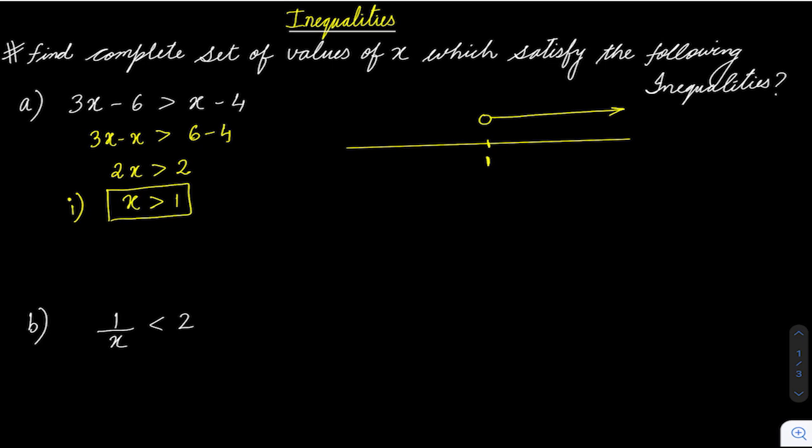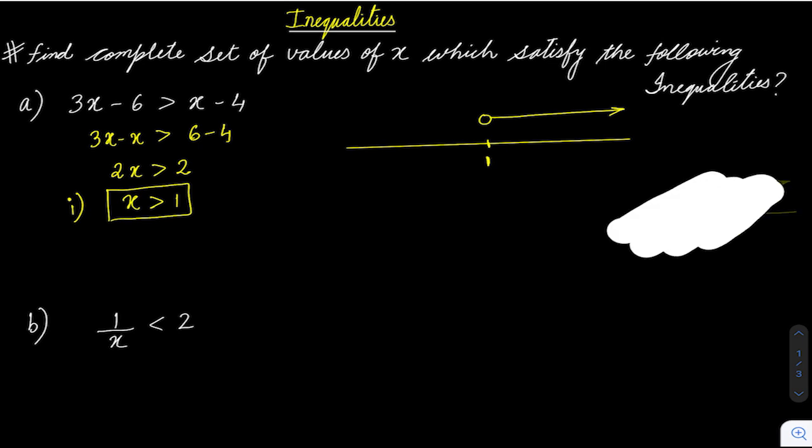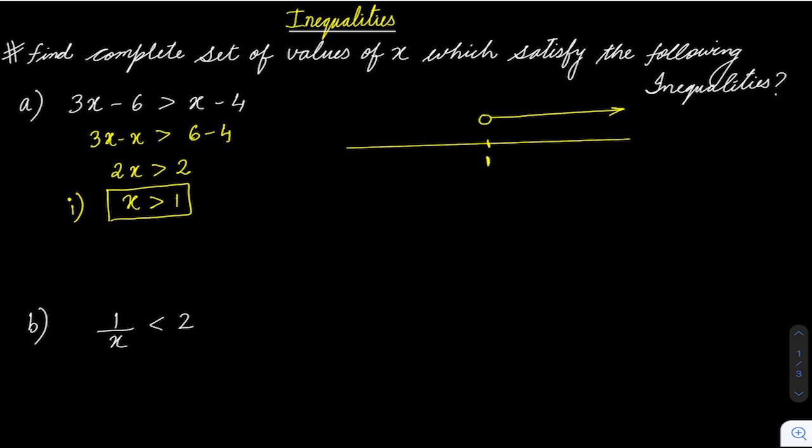Now why is this a small circle here? It means the value 1 is not included. In case the value is included, that is x is greater than or equal to 1, then we just fill this circle like this and show it like this. But in this case we have x greater than 1, so you can just show it like this. Okay, that's the second way to represent the answer.